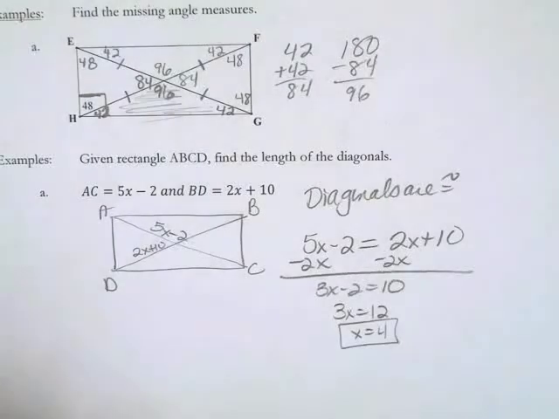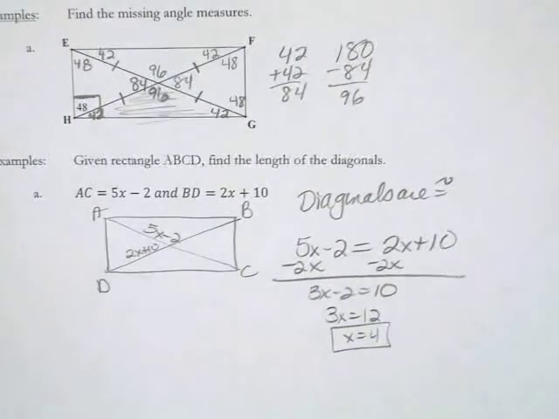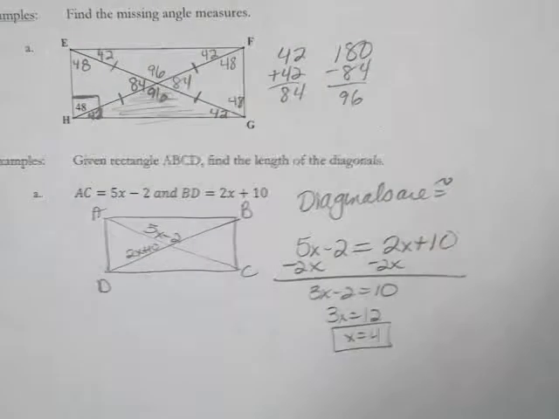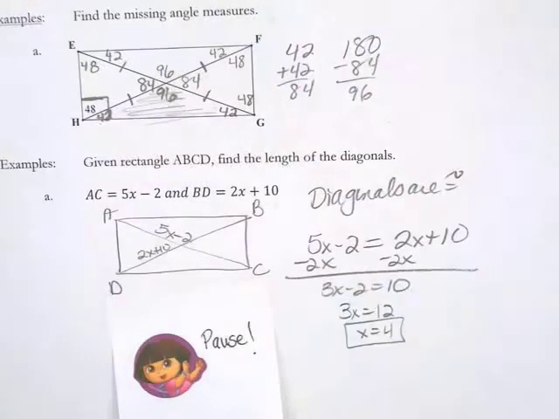So I drew the picture to help me recognize what I was talking about, because I didn't know if I was going to be adding them or what I was doing, but diagonals were equal. Okay, so here's the Dora pause to make sure you have it all down and you're ready to go on to the next part.